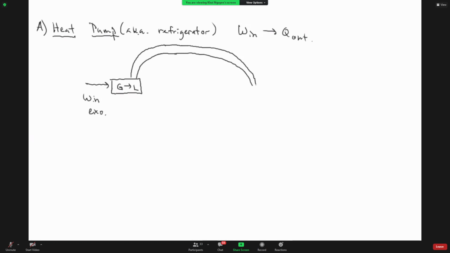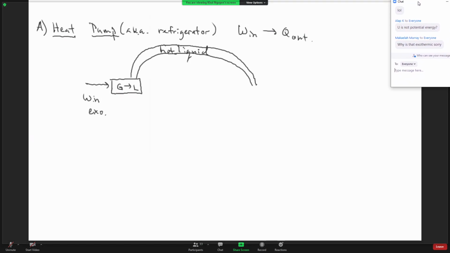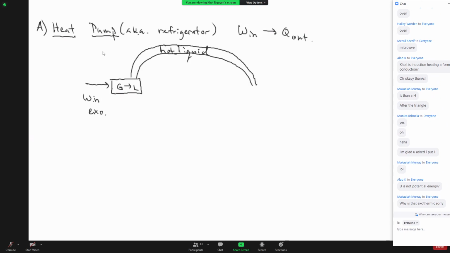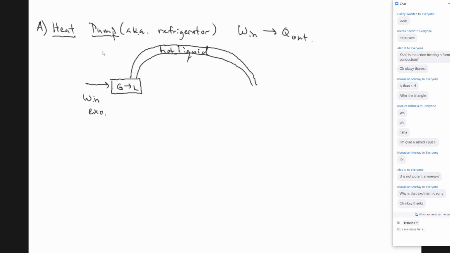So then we have a hot liquid in the back. You're putting energy into the system, so you're using it to compress the gas. It's giving off heat. That's why the liquid heats up. You're taking hot gas and compressing it to make even hotter liquid. Okay. And so this is the back of your fridge.